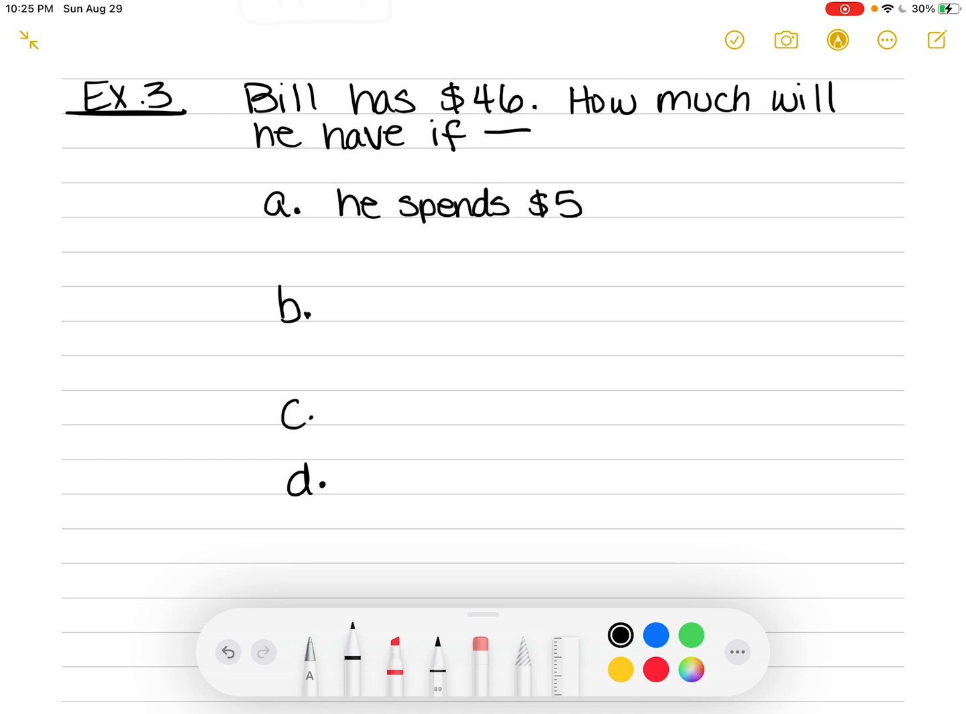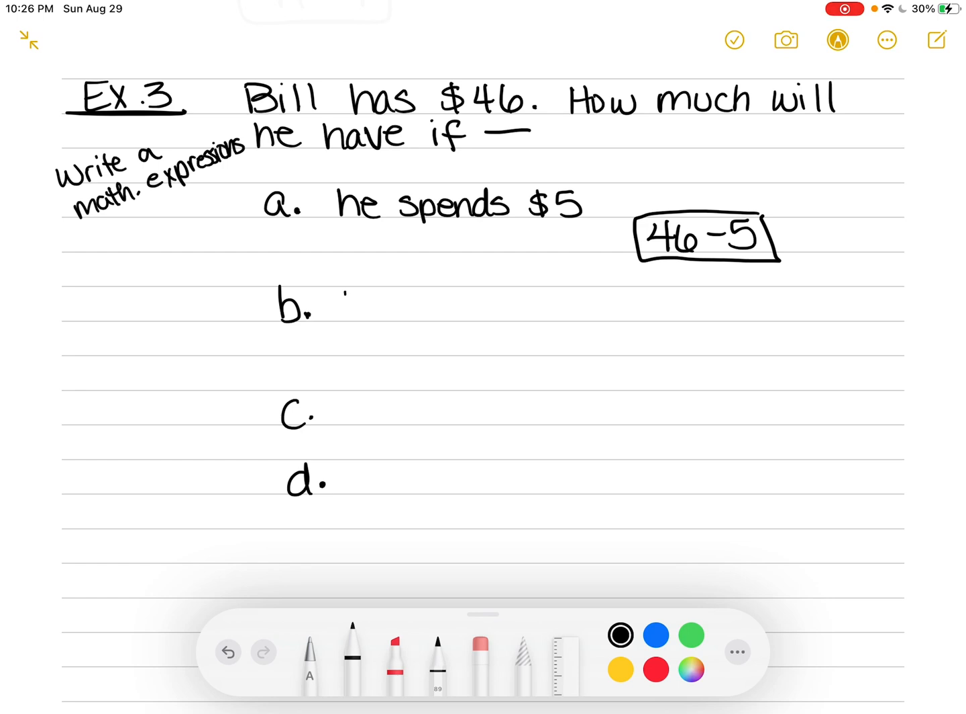Okay, they do not want the answer. They want a mathematical expression. So I should have written that on here. Write a mathematical expression. So expressions are what we've been writing, right? It's just not the answer, just the problem. So if he spends $5 and he had $46, this would be 46 minus 5, right? That's your answer for A. I don't want you to solve it. I just want you to show me the math problem. Now I want you to do B, C, and D all by yourself.